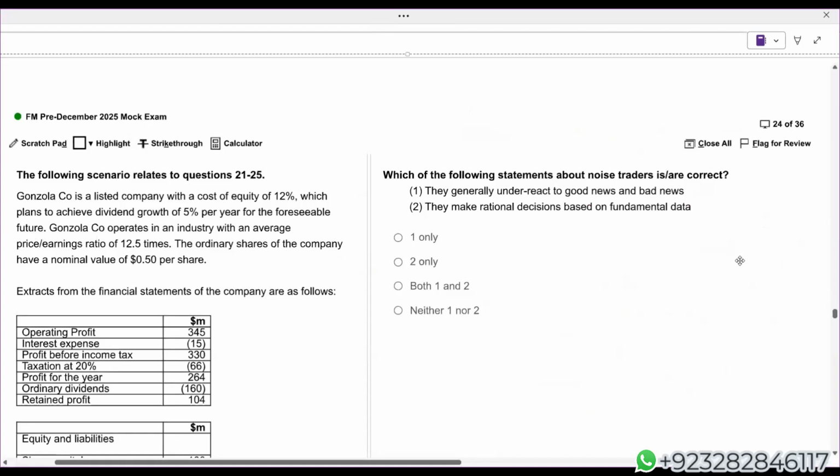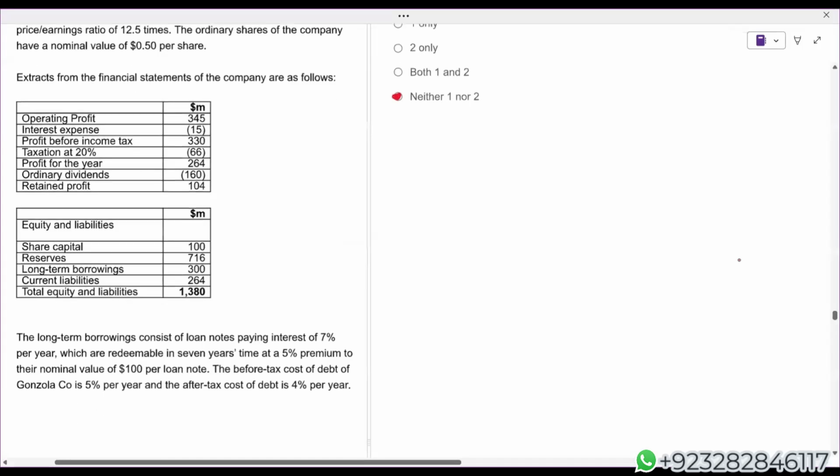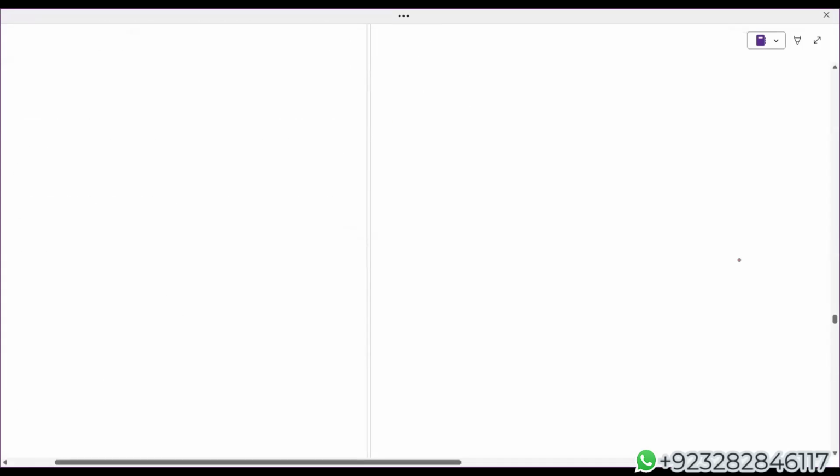Which of the following statements about noise traders are correct? They generally underreact to good news and bad news: false. They make rational decisions. No, actually they make uninformed decisions. Both are incorrect. This they have taken from behavioral finance. There's a little topic in your syllabus, behavioral finance, they have taken from there. Wow.